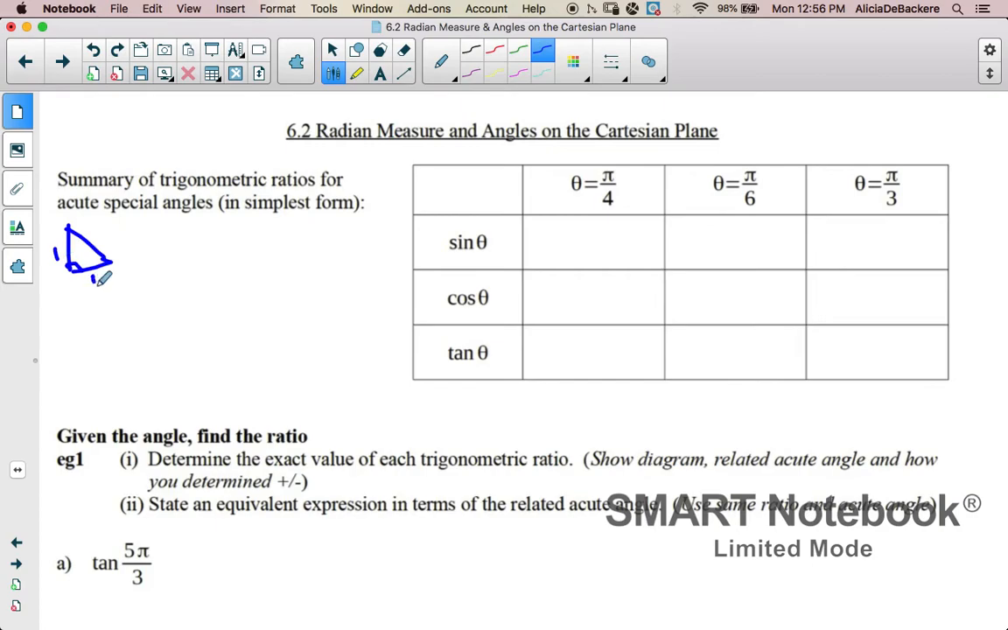Excuse my terrible drawing here. That's the 1, 1, root 2 triangle, right? This is my pi by 4 triangle, and so there's pi by 4 in each corner. So the opposite and the adjacent are both 1 in this triangle.